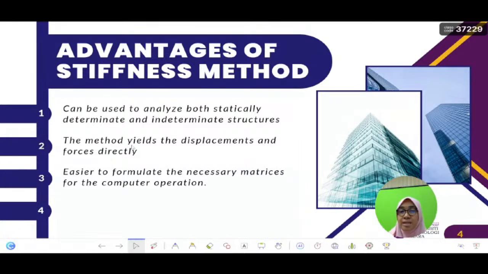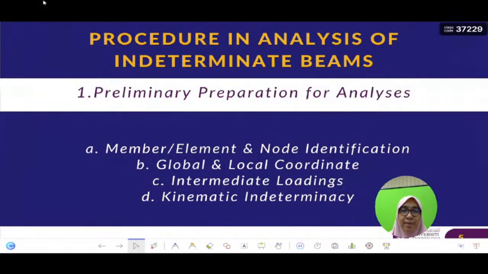Forces mean reaction at the support as well as internal forces when it is truss. And when it is beam analysis, we start with determination of displacement and then reaction at the support, and after that we will continue to draw shear force diagram and bending moment diagram. Okay, the procedure for analysis of beam using stiffness method.